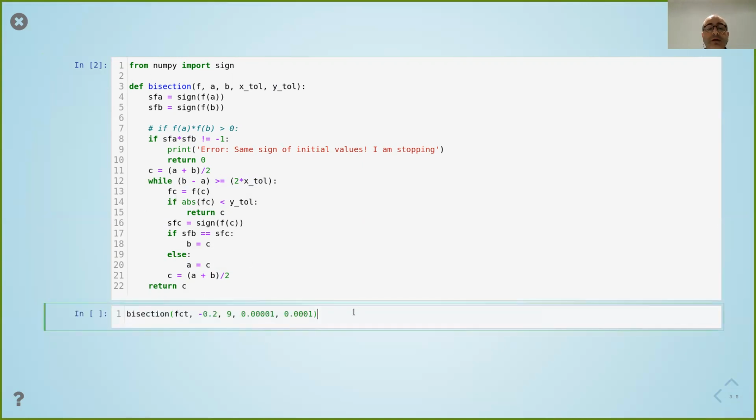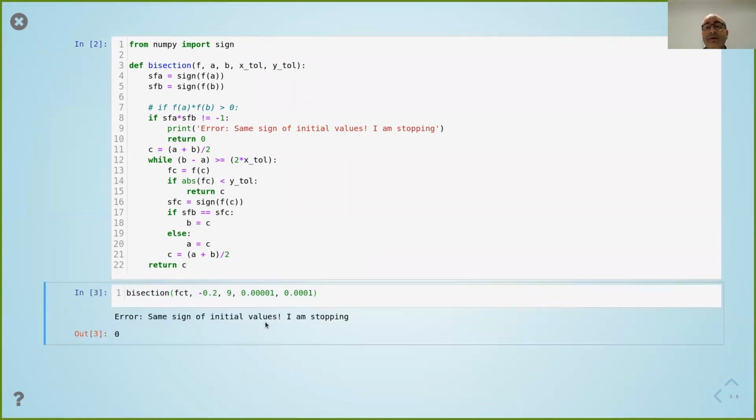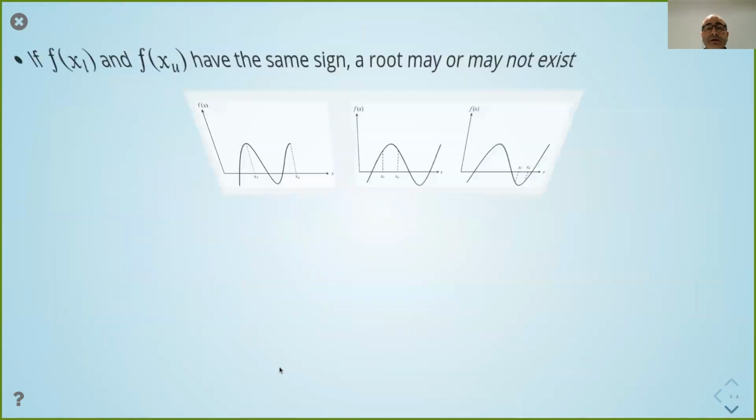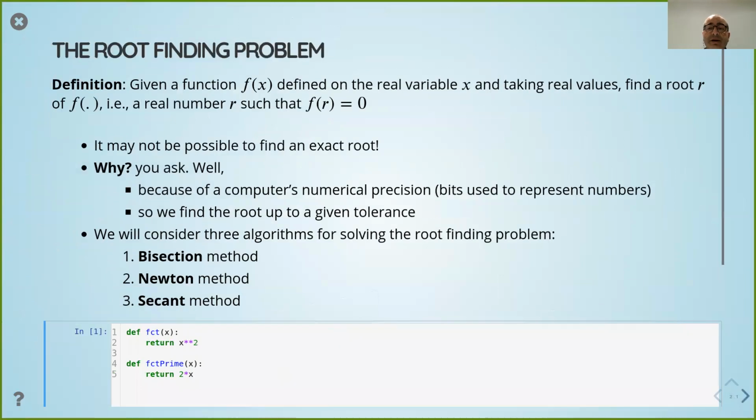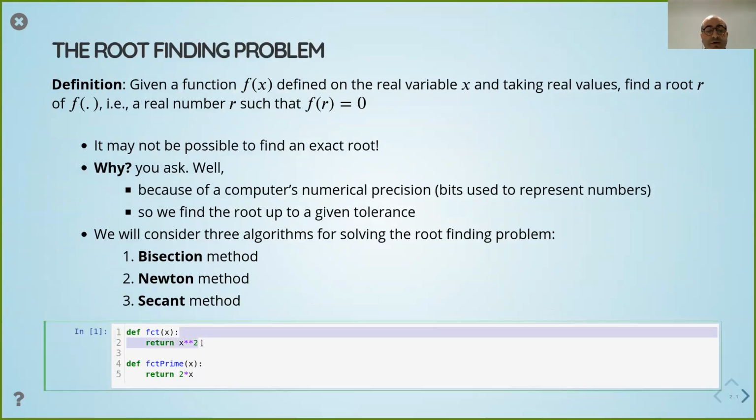Now, you can run it on, and here we're not going to be able to do it because the function we're looking at is x squared. So we're giving the value -0.2 and 9, and here we're saying, okay, oh, wait a second, the same sign of the initial value, so we're stopping. So let's go back and change the function and choose a function for which we have a root, and the root is a place where we're changing sign. So instead of x squared, we're going to go for x cubed, and the derivative would be 3x squared.